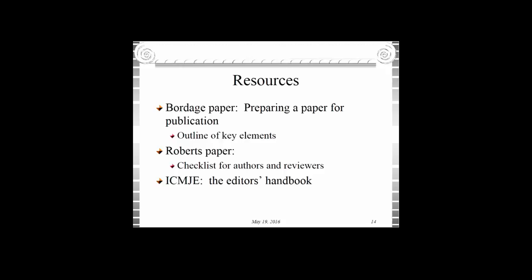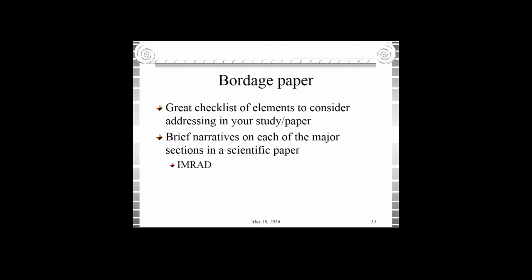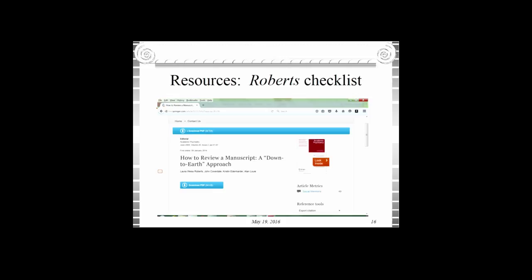The Roberts paper, the title is something about for peer reviewers, but it's really good for authors as well, because once again, you want to produce a paper that will pass muster with the peer reviewers, so you need to know what they're going to be looking for. And then, as I already said, the International Committee of Medical Journal Editors' recommendations is really the editor's handbook. So I guess I got ahead of myself, but once again, the Bordage paper, I'll just keep going.